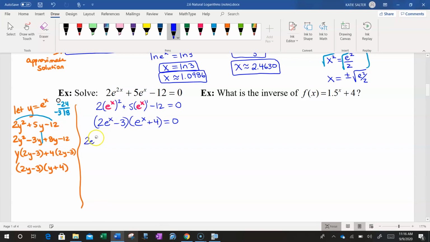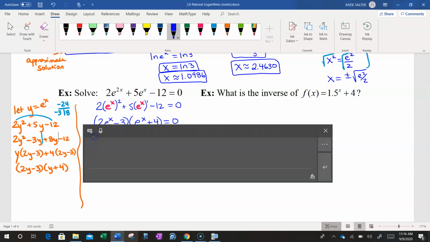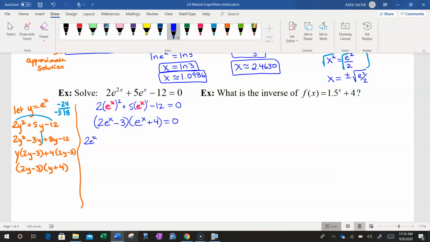So we have 2e to the x minus 3 equals 0, and e to the x plus 4 equals 0. So for the first one, we add 3 over, 2e to the x equals 3. We divide by 2, e to the x equals 3 halves. At that point, we would take the natural log of each side. So the natural log of e to the x equals the natural log of 3 halves. And the natural log of e to the x is just x. So our final answer on this part would be the natural log of 3 halves.